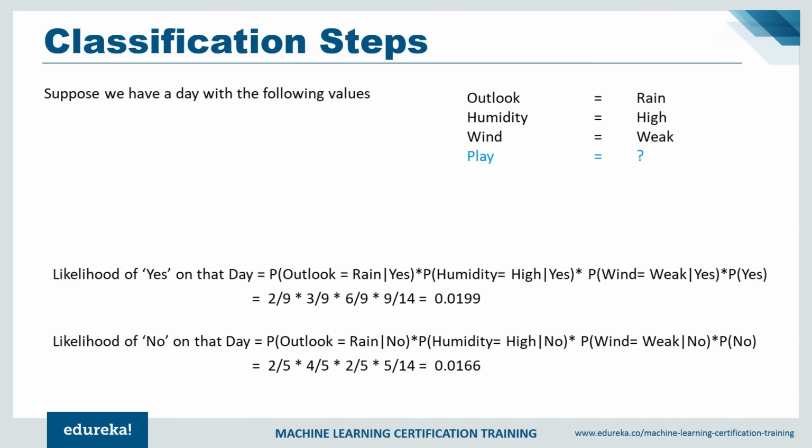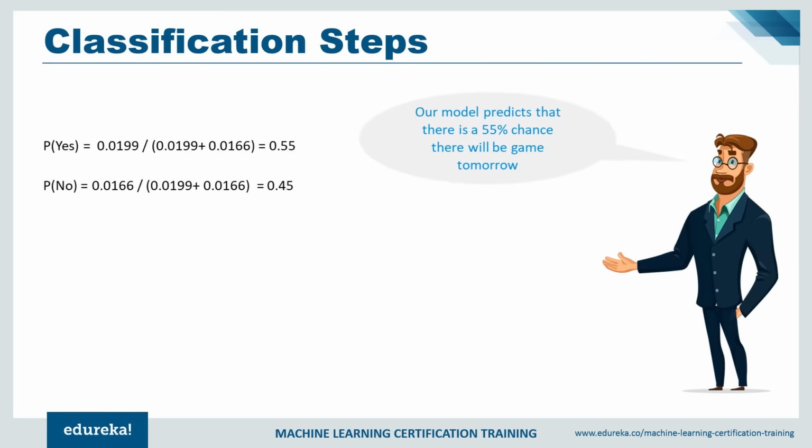So in that way, we're going to get the probability of yes overall. Using that formula, we get the probability of yes as 0.55 and the probability of no as 0.45. Our model predicts that there is a 55% chance that there will be a game tomorrow if it's rainy, the humidity is high and the wind is weak.